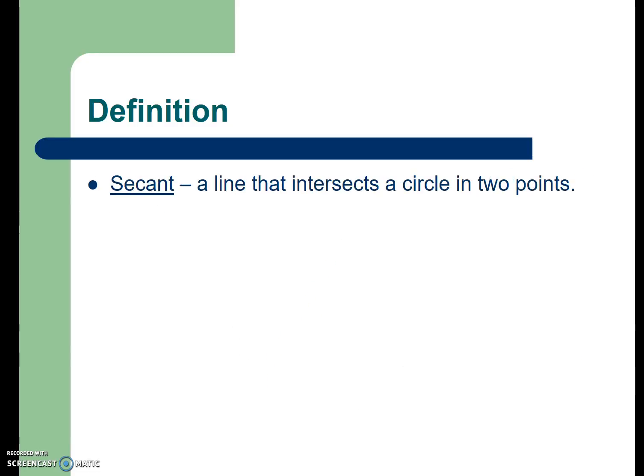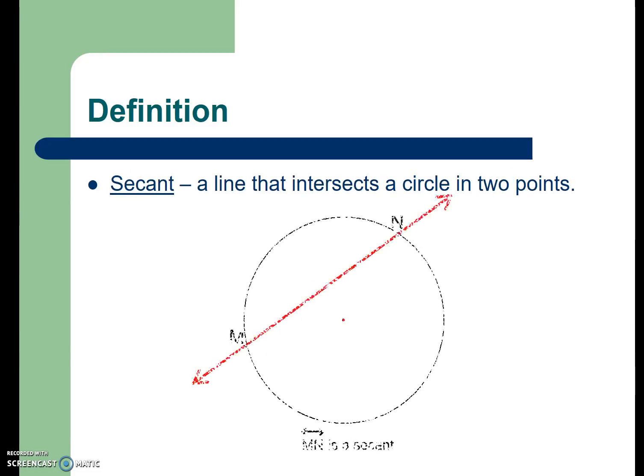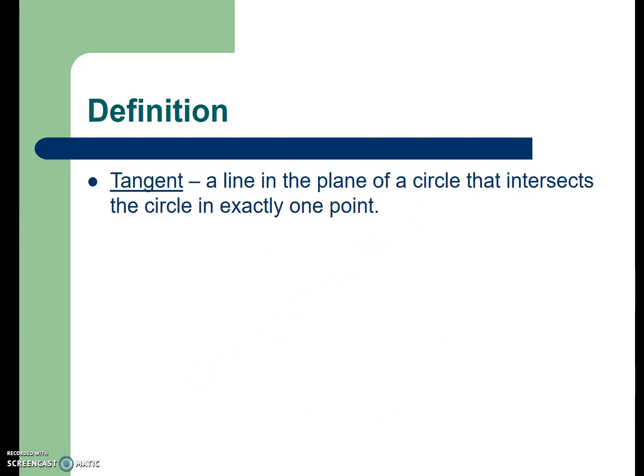Once we draw a line, okay, that's when we get a secant. A secant is a line that's intersecting a circle in two points. So if I were to name this segment MN, I'm only talking about a chord. Once I continue through those points and create a line, that's the secant. So note the terminology and the symbols that we use to name it.